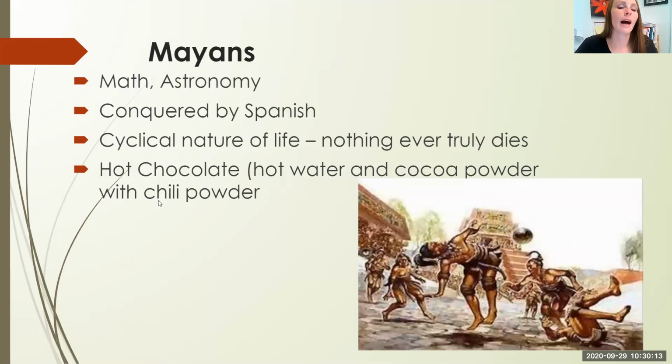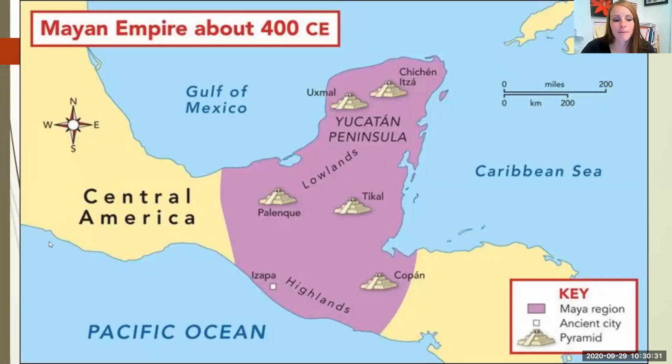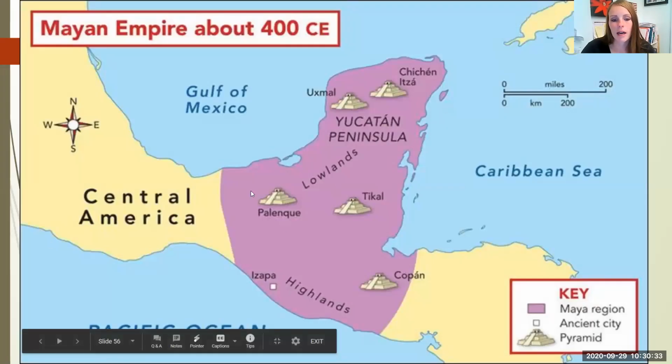Mayans. The technology or invention that they had was math and astronomy. You can also use the technology of hot chocolate, which is basically hot water and cocoa powder and chili powder. That just sounds so good, doesn't it? It's basically here in Central America, right underneath Mexico.